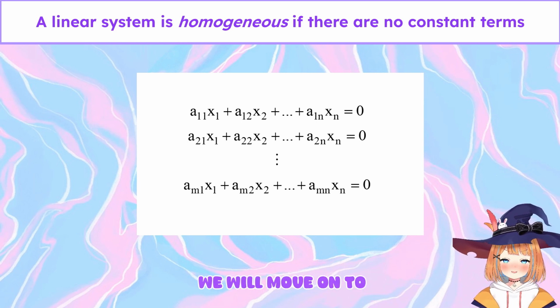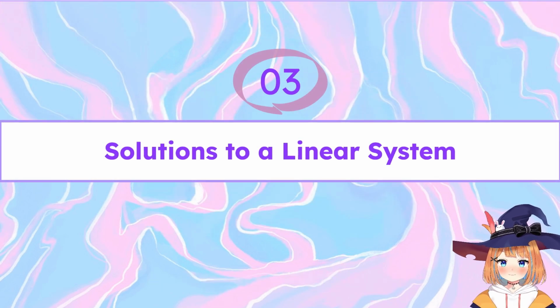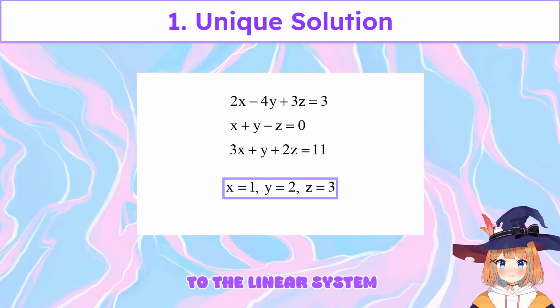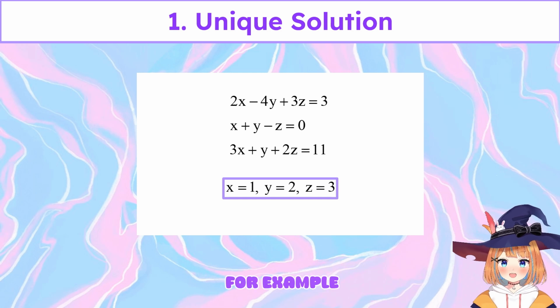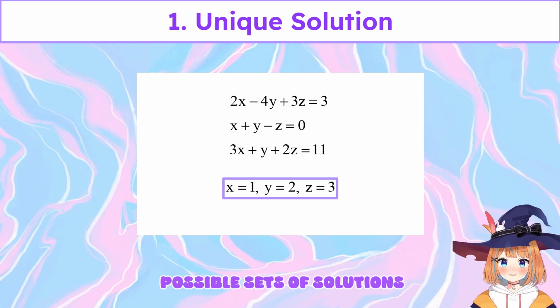Next up, we move on to solutions to a linear system. There are 3 types of solutions to a linear system. The first type of solution is a unique solution. This means that there is only one set of solutions to the linear system. For example, in the given linear system, when we solve for x, y, and z, we will get x equals 1, y equals 2, and z equals 3. There are no other possible sets of solutions.